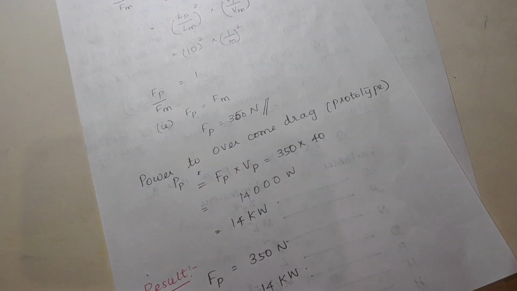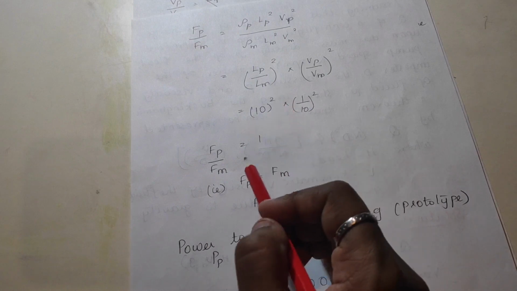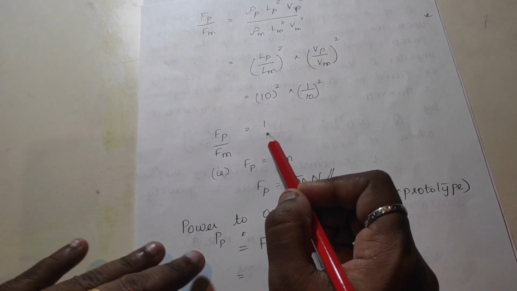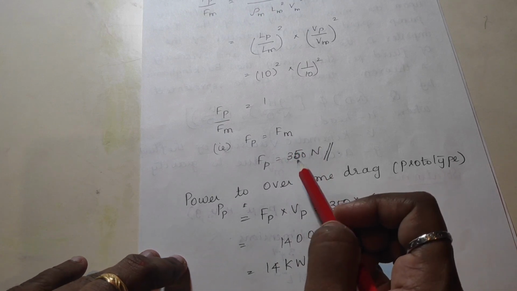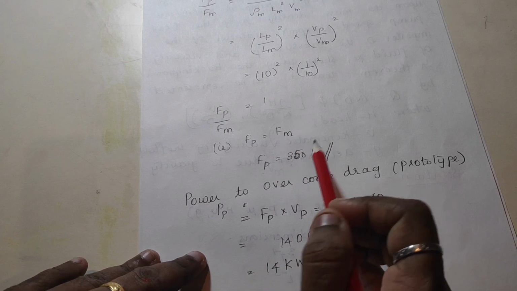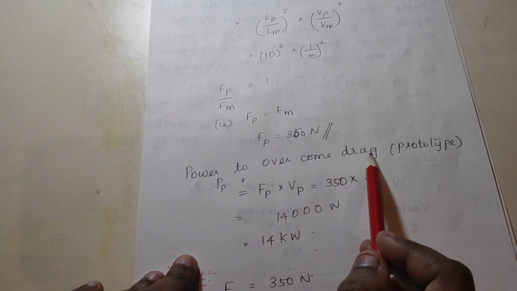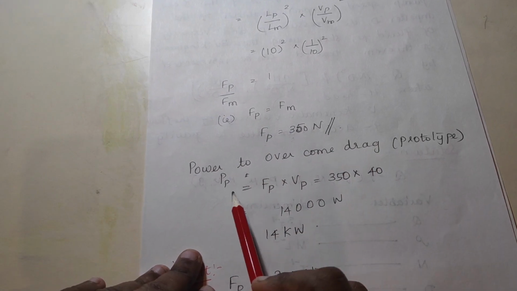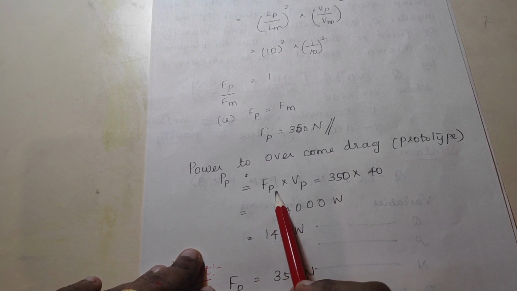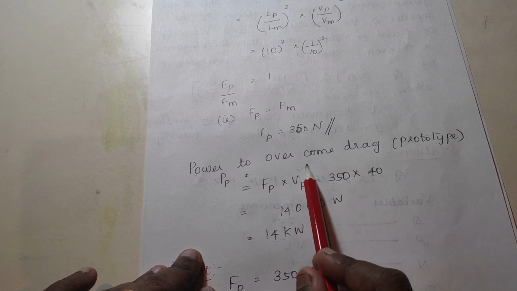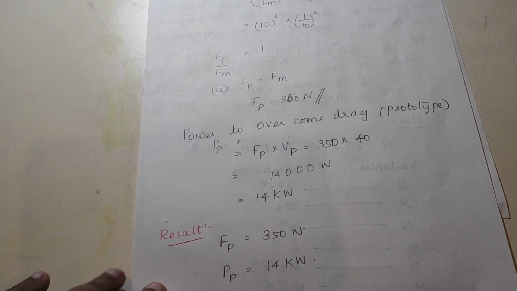So find Fp by Fm. Finally you'll get Fp by Fm is equal to 1. As the drag force for the model is given, Fp will be the same value, 350 Newton. The next is to find the power to overcome the drag for the prototype. Pp, power in the prototype, is equal to force in the prototype into velocity. Velocity is given, force we have found, so multiply it and you will get the answer. That's all. Clear?